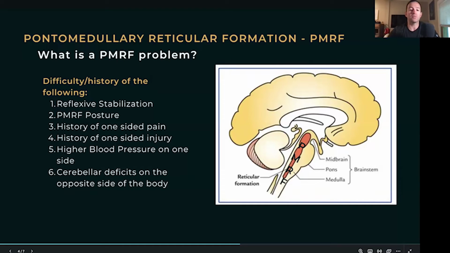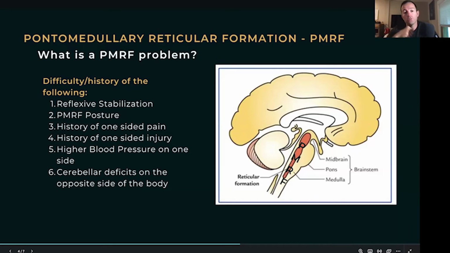If you didn't have systems that did that, imagine how energy expensive it would feel to move if you had to constantly be worried about bracing hard enough to stabilize yourself. So with reflexive stabilization, we're talking about the type of stabilization that you don't have to think about. And the PMRF is deeply involved in that.